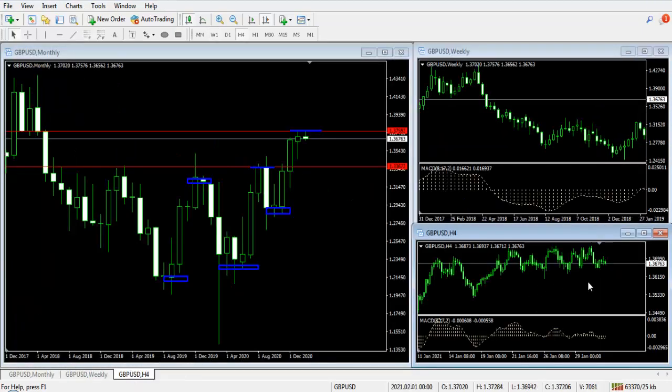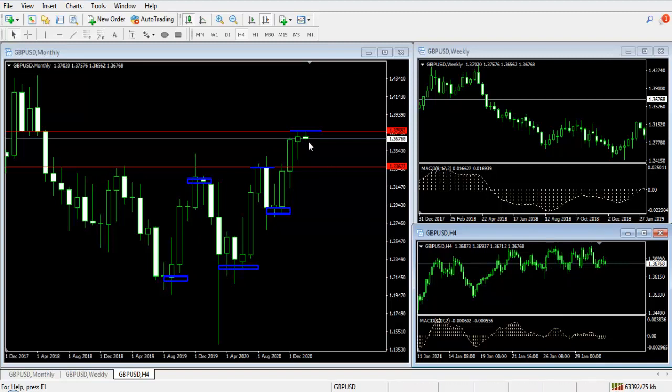What we're looking for is the 4-hour to give an indication of an entry for us. That's not going to be happening anytime soon, I don't think, because in terms of the 4-hour, we found that the market is moving between two channels. Yes, we could take trades there for a buy, but nothing is set up as yet.